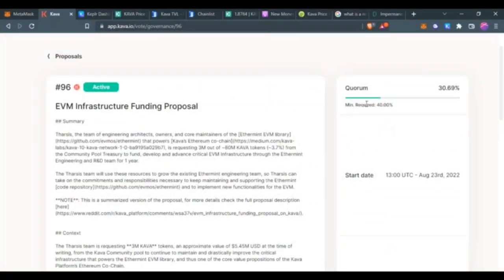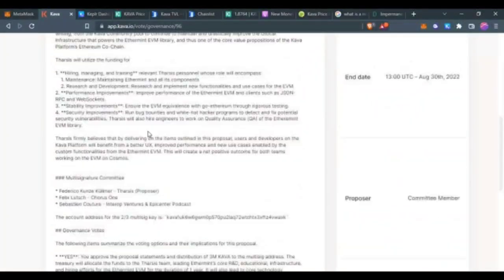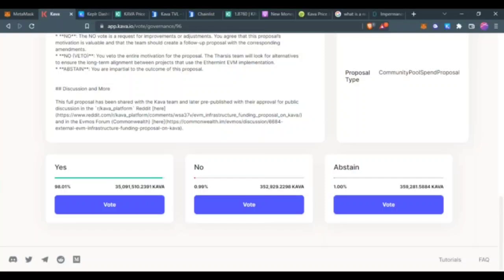So the minimum required right now is 40% for this EVM infrastructure funding proposal. The team of engineers, architects, and owners is requesting 3 million out of the 80 million Kava tokens from the community pool treasury to fund, develop, and advance critical EVM infrastructure through the Ethermint engineering and R&D team for 1 year. This is what they're asking to do. If you want to vote yes, you can vote yes.